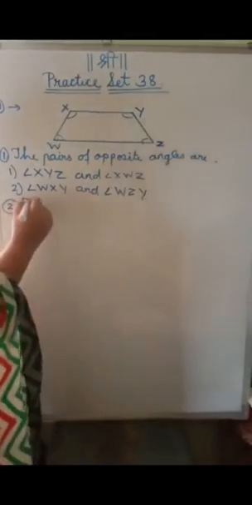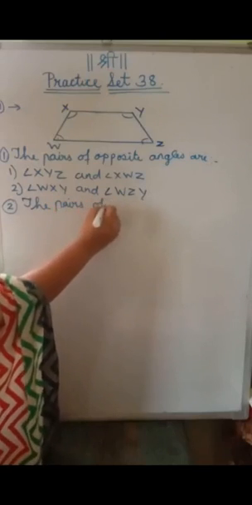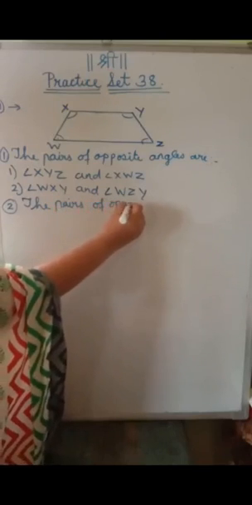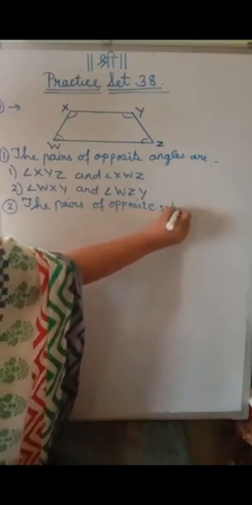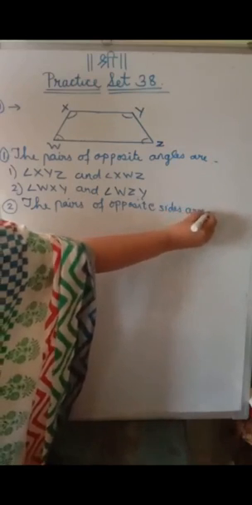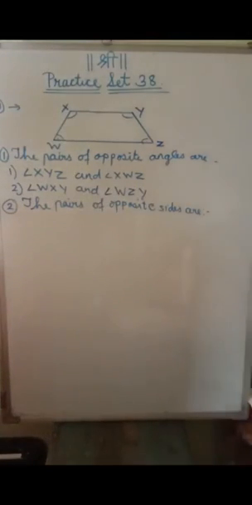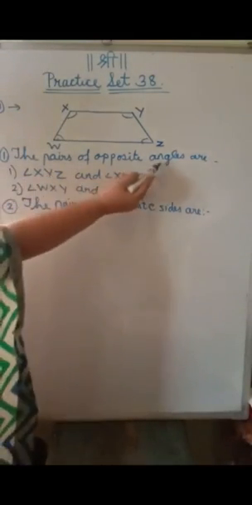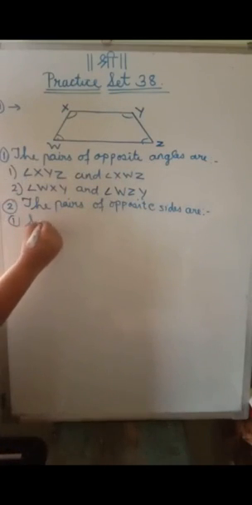Yes, the pairs of opposite sides. Okay. So we'll write the pairs of opposite sides are again 2 pairs. Yes, opposite to each other. Very simple. See children, for angles we have written angle. Okay. Now for sides, we'll write side.